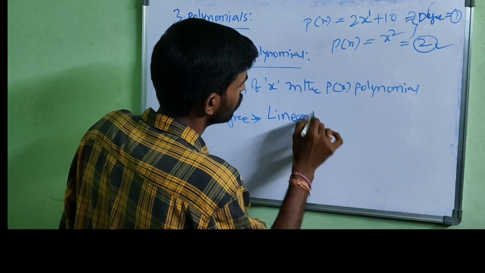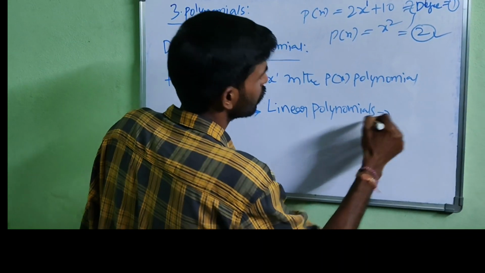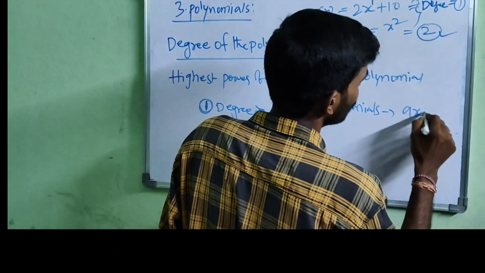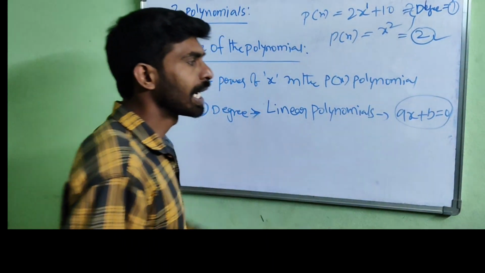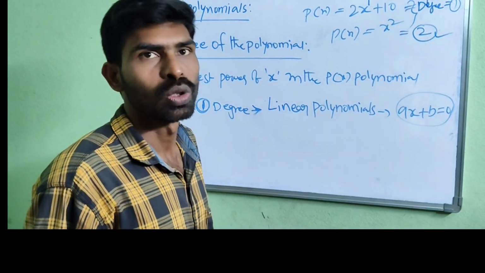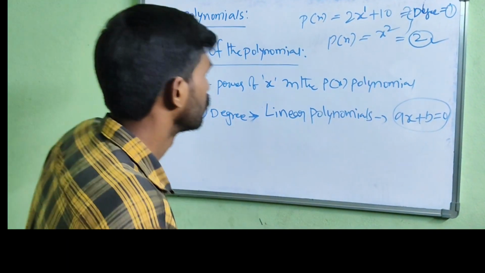If the polynomial has degree 1, those polynomials we call linear polynomials. Linear polynomial, for example in the form ax plus b equal to 0.